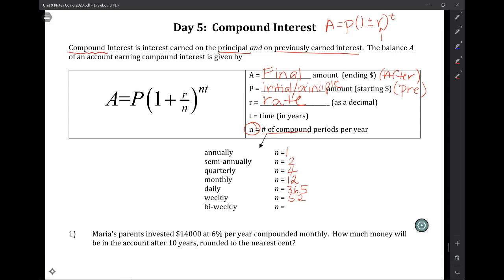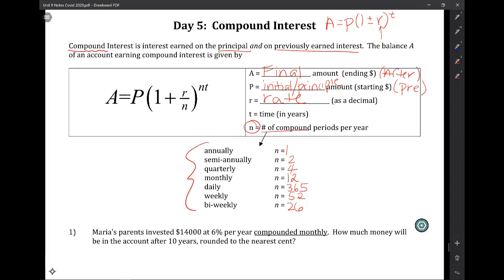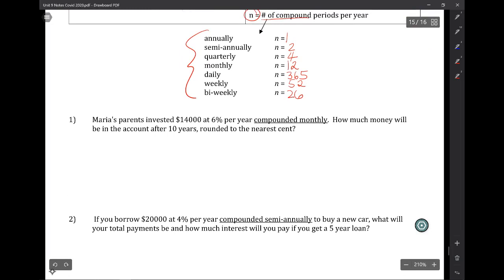So if it's bi-weekly, when you get to be an adult, most adults are paid bi-weekly, which means once every 2 weeks. So basically, if there's 52 weeks in a year, bi-weekly would be 26, so half of that. All right, so if we know our compound numbers, that's the only new thing in our formula. So let's take a look at number 1.